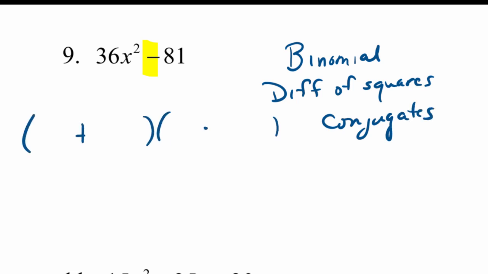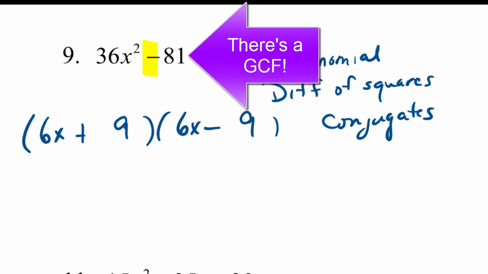And what did you square to get 36x squared? Yep, 6x is right. And what did you square to get 81? 9. Oh my goodness, what do you notice? Yep, if you said you noticed that this factors further, you're right. You know what that means, right? That means we forgot a GCF. I got so excited with seeing the squares that I forgot a GCF. And what's the GCF? Can you see it now? Yep, it's a 9. You're absolutely right.